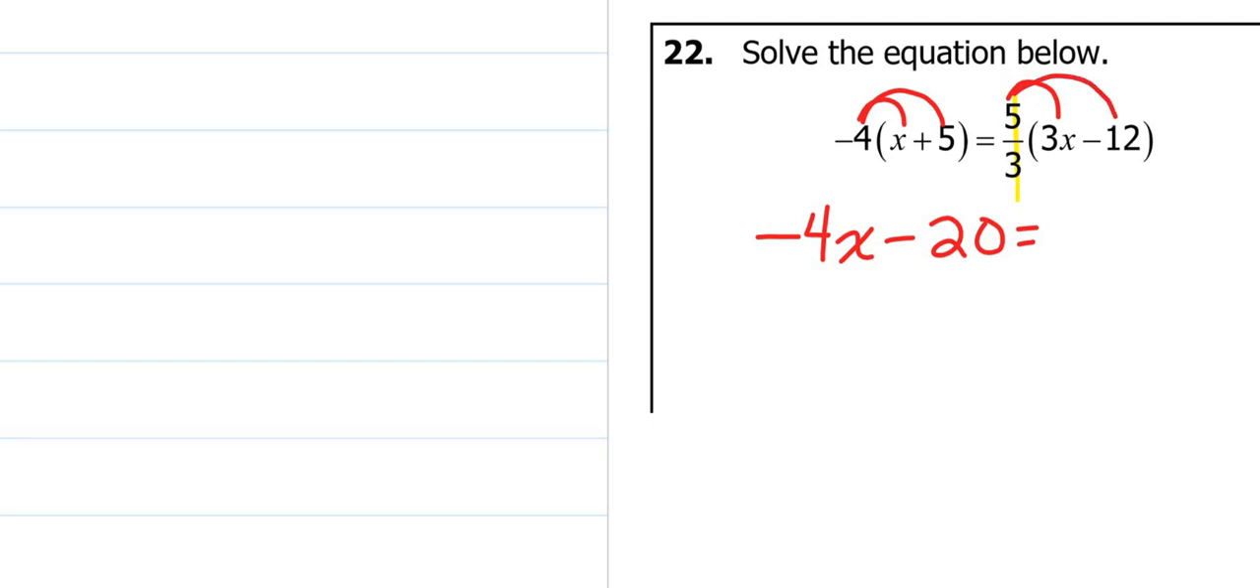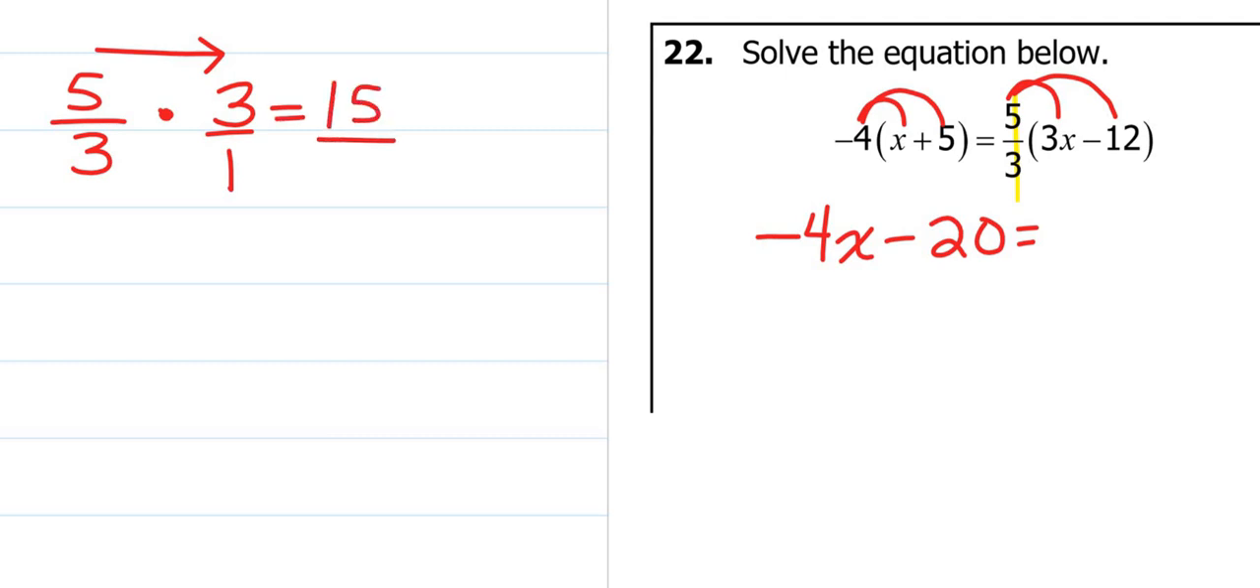So let's start with 5/3 times 3. Okay, so 5/3 times 3x. 5/3 times 3. When we do that, we're going to put the whole number over 1, and we're going to multiply across. So 5 times 3 is 15. 3 times 1 is 3. 15 divided by 3 is 5. So here we have 5x as the first term.